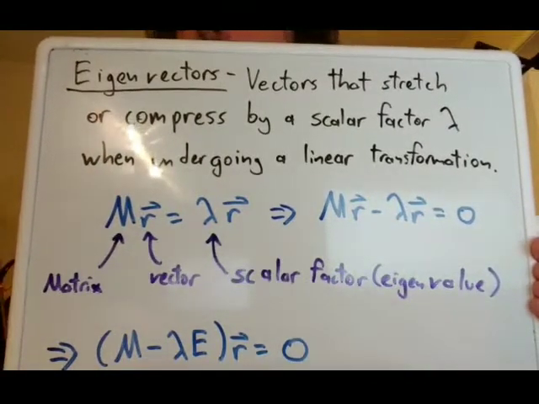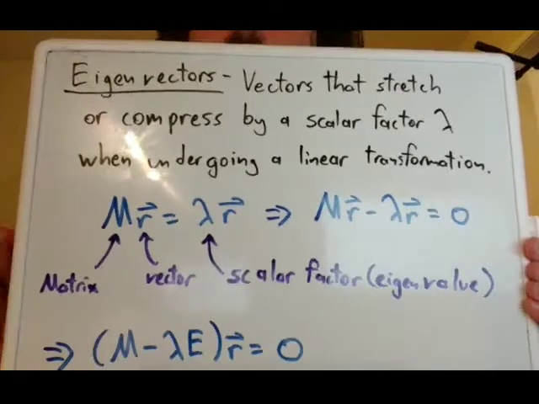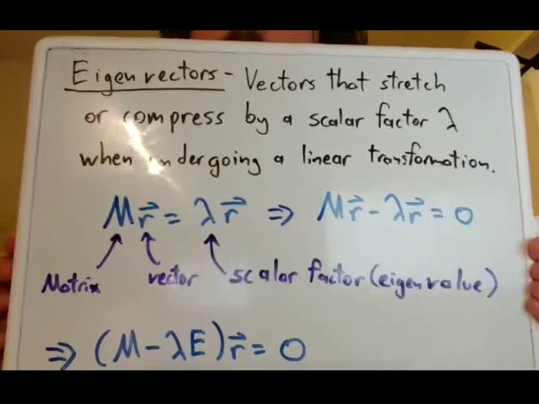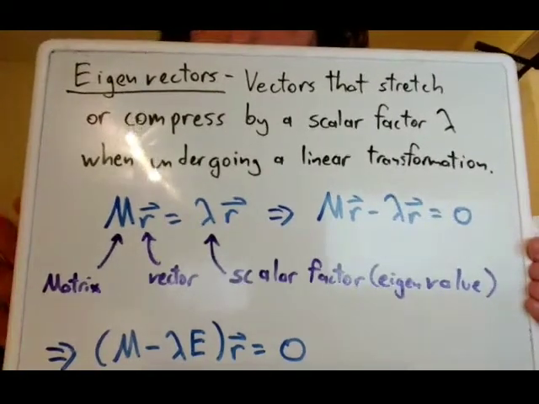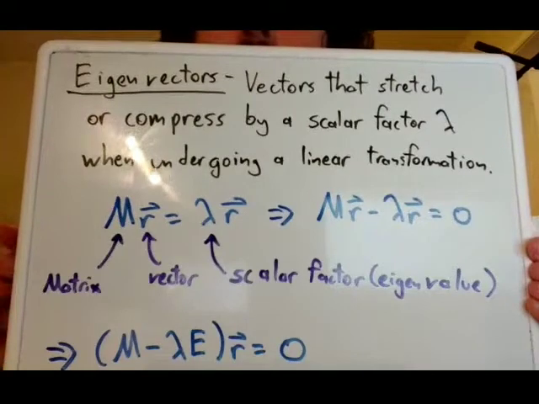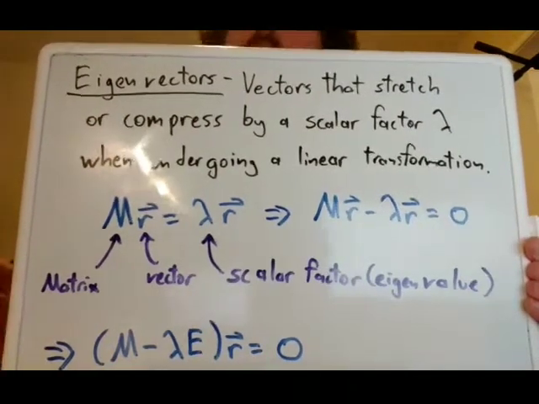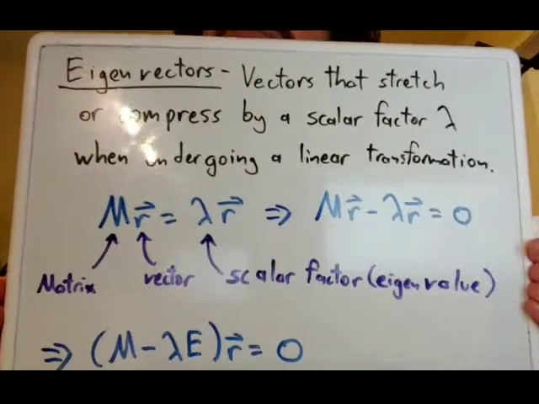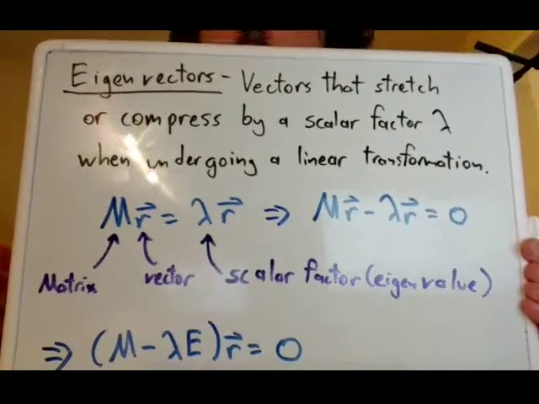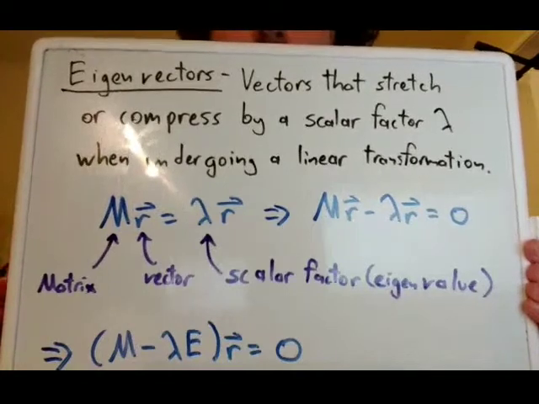In the Wolfram MathWorld, eigenvectors, which are related to normal modes, are vectors that stretch or compress by a scalar factor lambda, also known as the eigenvalue, when undergoing a linear transformation, like being multiplied by a matrix. This can be used to find the frequencies of the normal modes. As we will see, in some cases, frequency can be part of the eigenvalues.